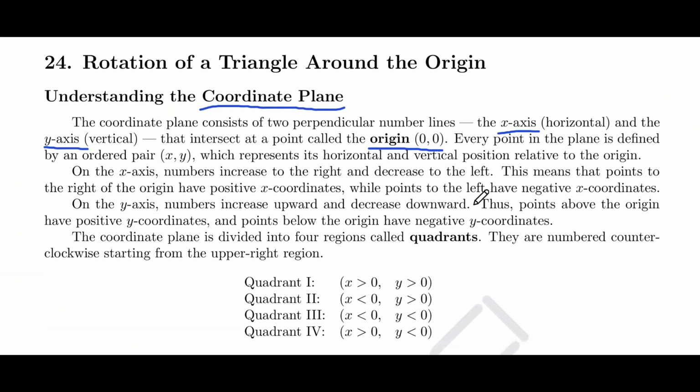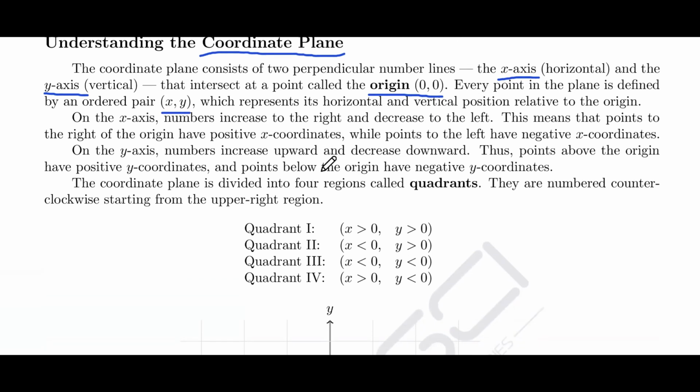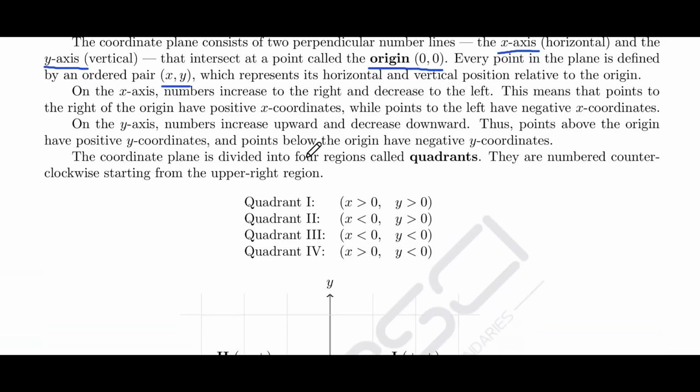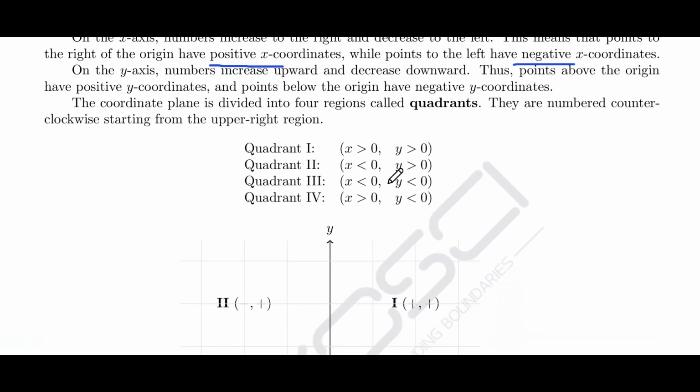Every point on the plane is described by an ordered pair, x and y, which tells us its horizontal and vertical position. On the x-axis, numbers increase as you move to the right and decrease as you move to the left. So, points to the right of the origin have positive x-coordinates, and points to the left have negative x-coordinates. On the y-axis, numbers increase as you go upward and decrease as you go downward. That means points above the origin have positive y-coordinates, and points below have negative y-coordinates.